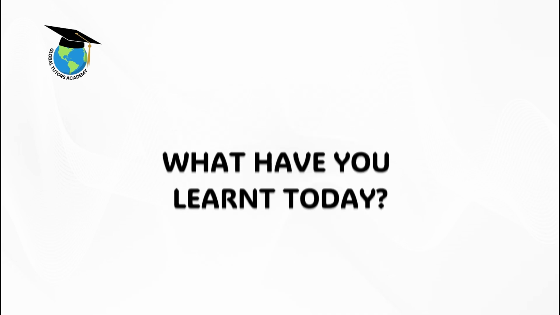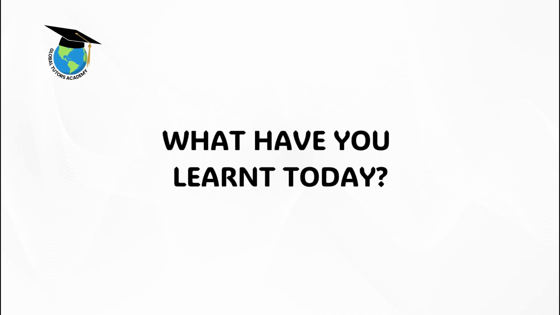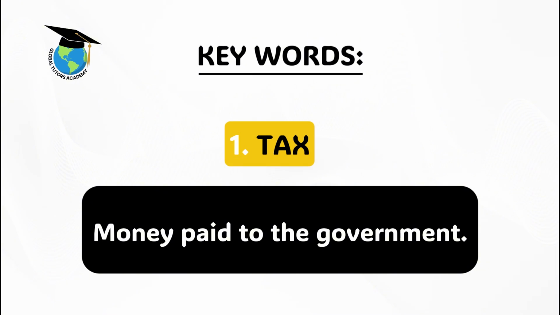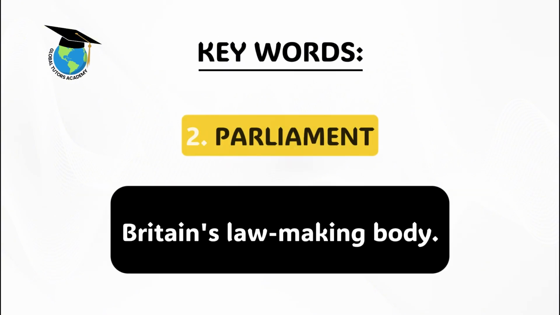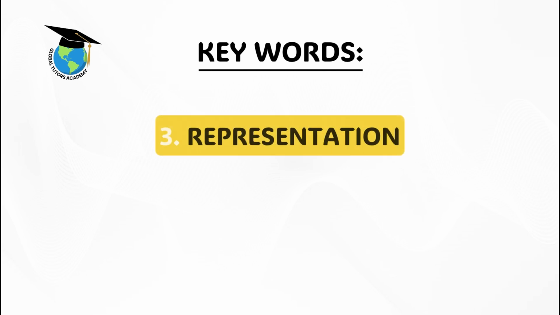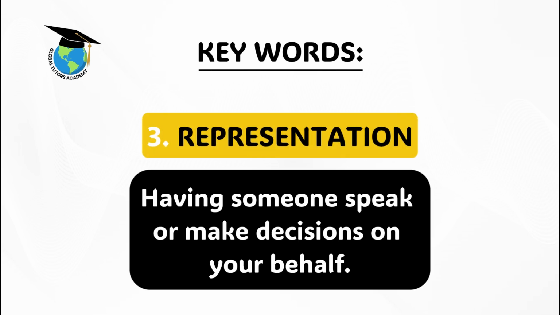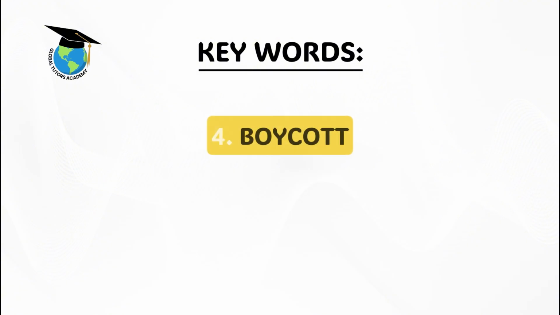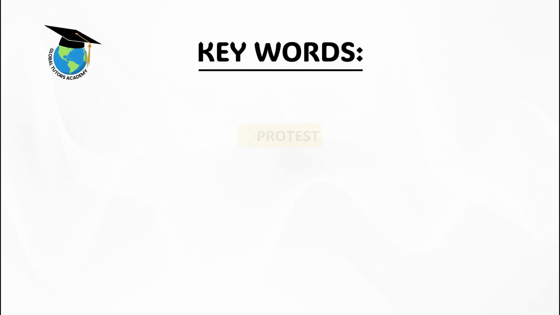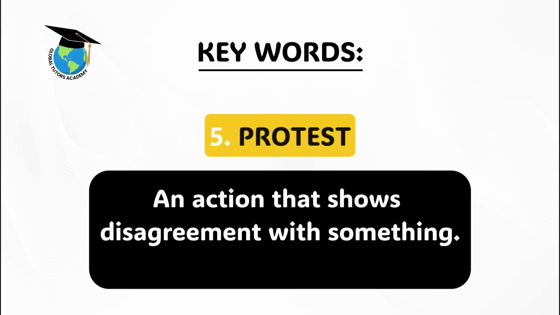Let's take a look at some key words from the lesson. 1. Tax. Money paid to the government. 2. Parliament. Britain's lawmaking body. 3. Representation. Having someone speak or make decisions on your behalf. 4. Boycott. Refusing to buy products as a form of protest. 5. Protest. An action that shows disagreement with something.